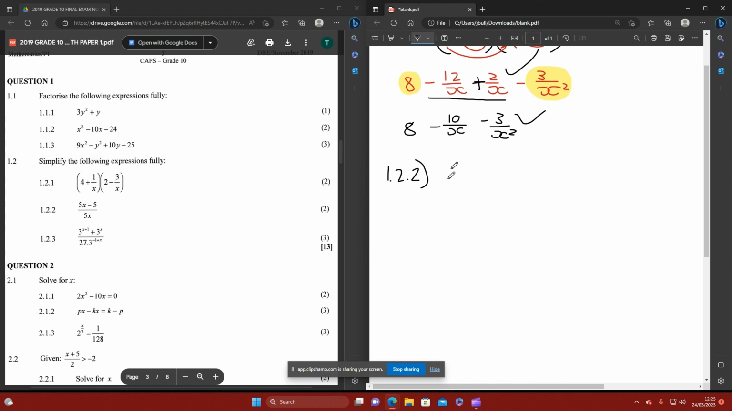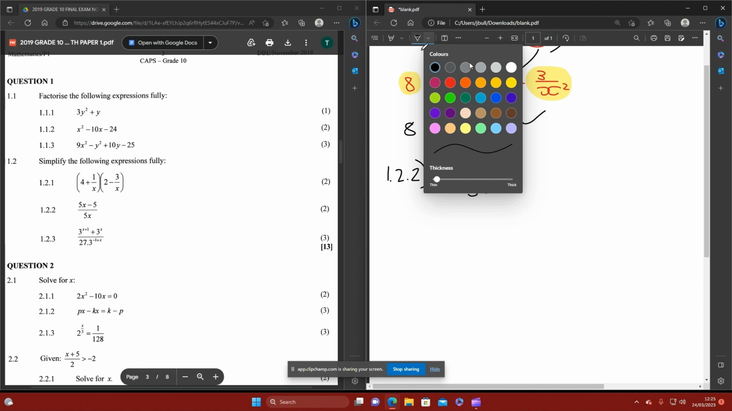2.2. What we've got there is again a fraction. 2.1.3, we can see we've got exponents going on. As soon as we see exponents, it's kind of the same thing. If you've got a bracket, you want to try to get rid of it. If you've got a fraction, you want to see if you can get rid of it or cancel anything.